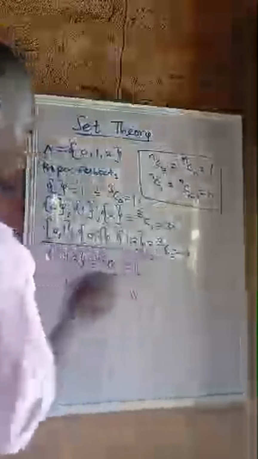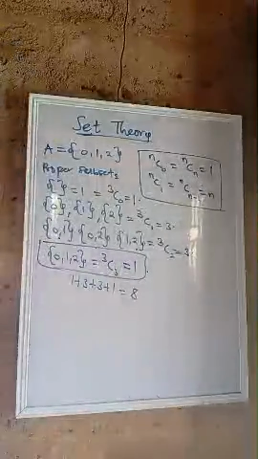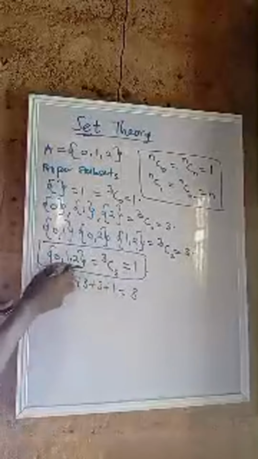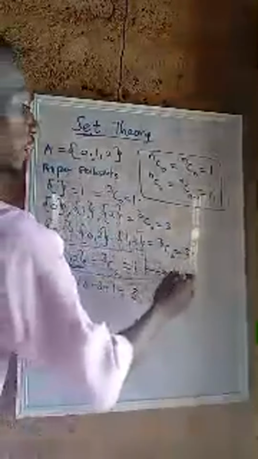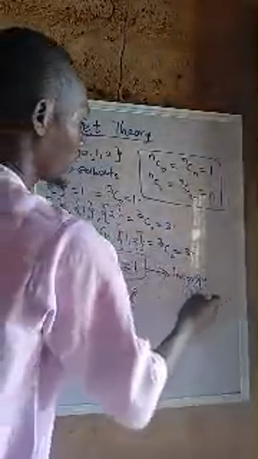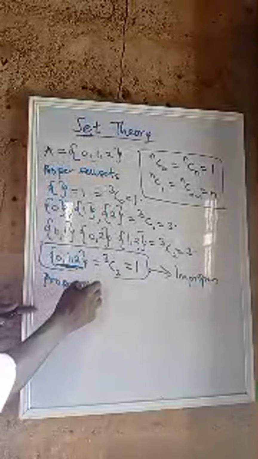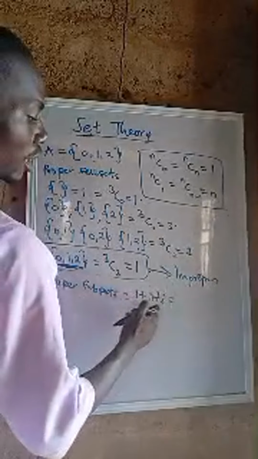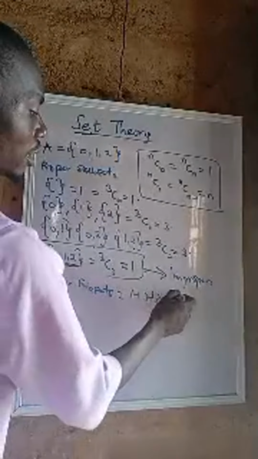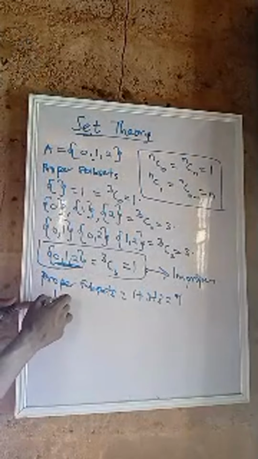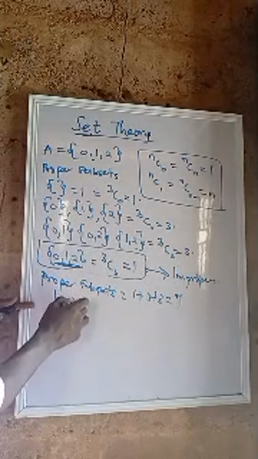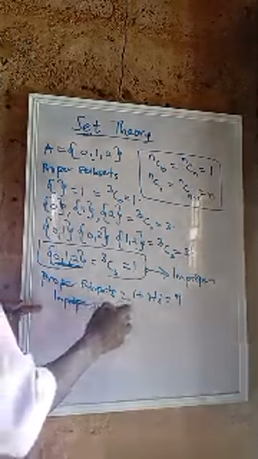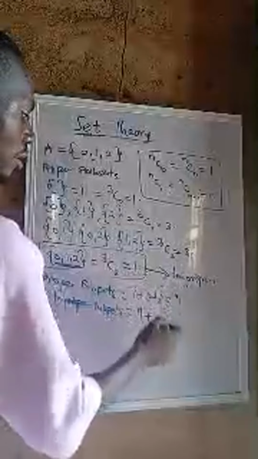Sorry, this one is not a proper subset, because you notice that this one is equal to the set. So this one here is improper. Let's start with the proper ones first. The proper subsets will have 1 plus 3 plus 3, and that's 7. And the improper subsets are 7 plus 1.